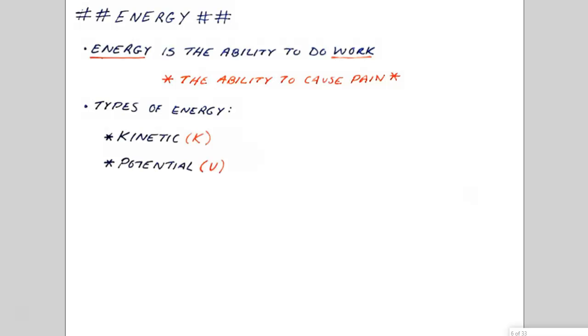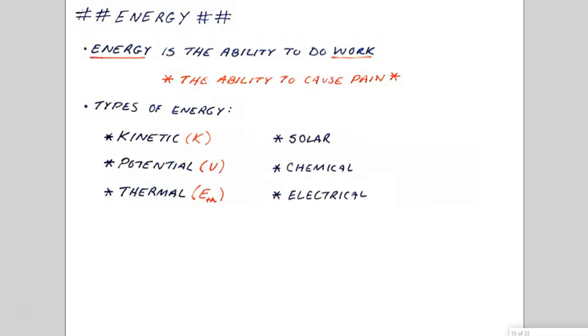If you lay on the ground and hold a rock over your head, that rock has the potential to cause pain, which gives it potential energy. Thermal energy can be used to burn, and so can solar energy. Chemicals can cause pain, and so can electrocution. And maybe the biggest of them all, I can use nuclear weapons to cause a whole lot of pain. One thing that's the same about all these forms of energy is that they're scalar quantities, which means that we're not concerned with their direction.